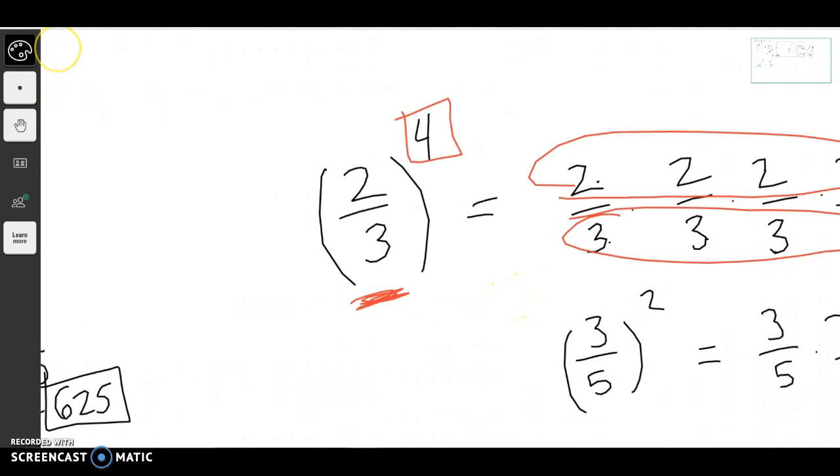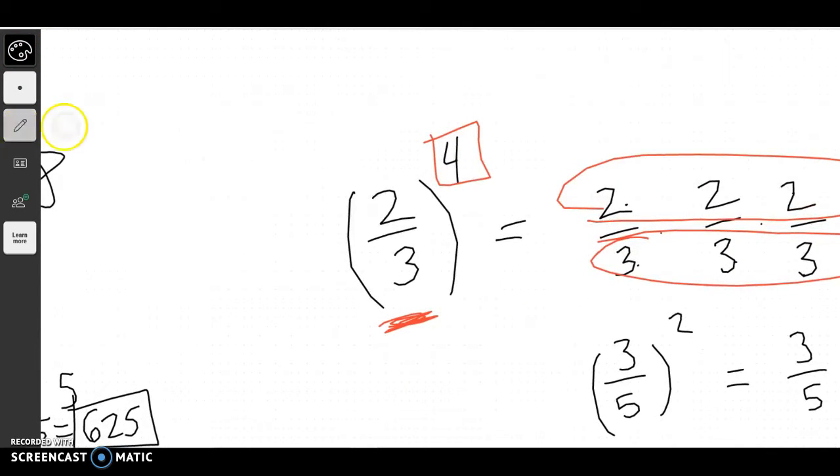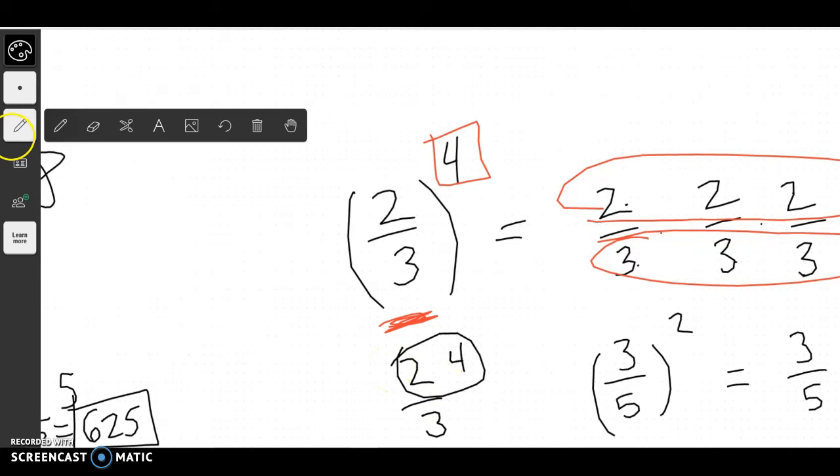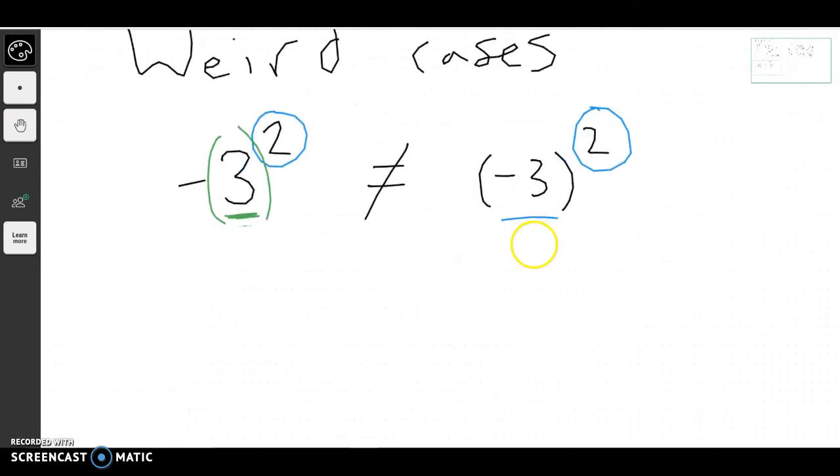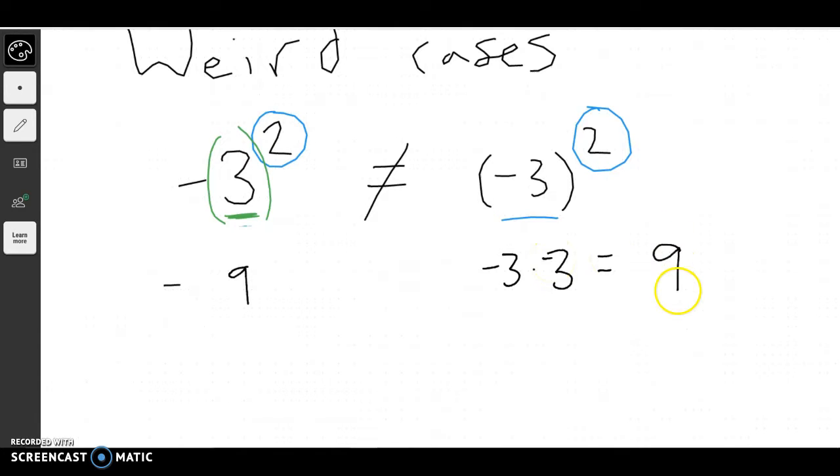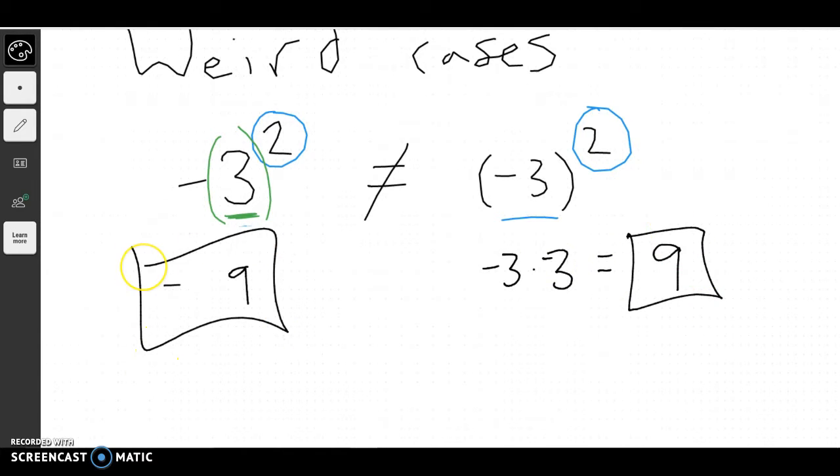It would mean something different if I wrote this, because that would actually only tell you that the 2 is going to be to the 4th power. So in this case, 3 to the 2nd power, well, that's 9, and I stick on a negative. In this case, I'm going to square negative 3, which is negative 3 times negative 3. Negative times negative gives you a positive. So this would be a positive 9, and this would be a negative 9. Okay?